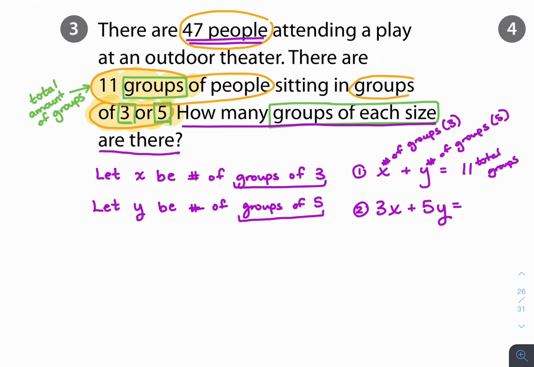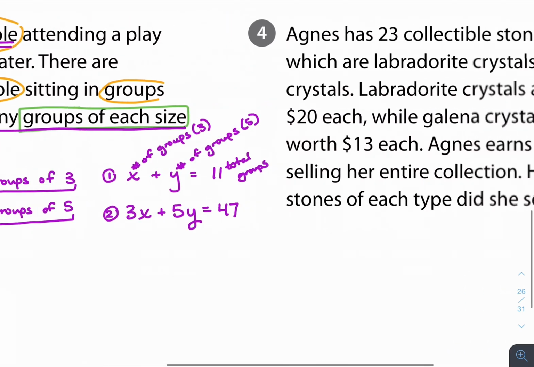And the question says that there are 47 total people. Right, so 3 times the number of groups of 3 plus 5 times the number of groups of 5 equals 47. That's my second equation. And again, you get to choose from this point whether you want to use substitution or elimination. So let's go to the next problem.